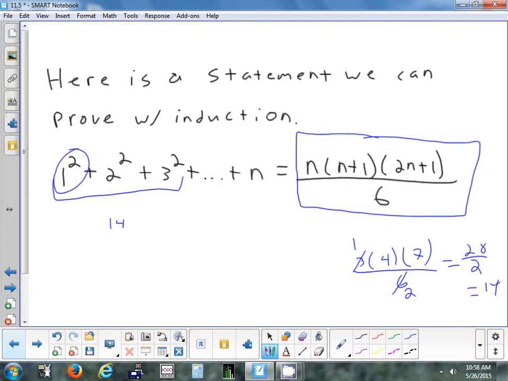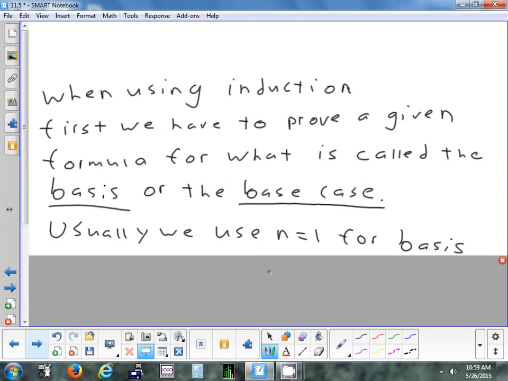Now you could do n equals 2 or n equals 3. You could go as high as you want. But the problem is you can't go as high as you want forever. If you want to prove it works for every single number, you can't check every single number forever. That's not the way to go about it. So we check 1, and that's our starting point. It's called the base case.